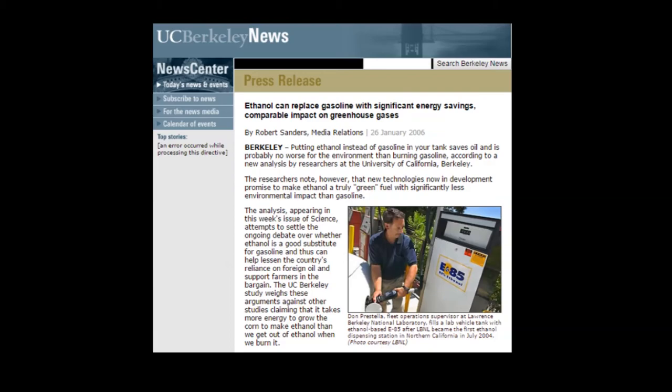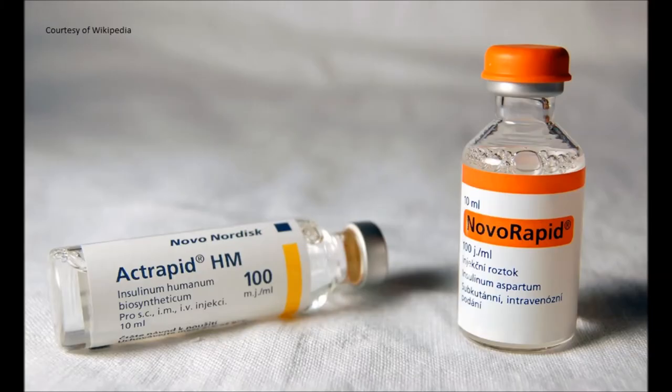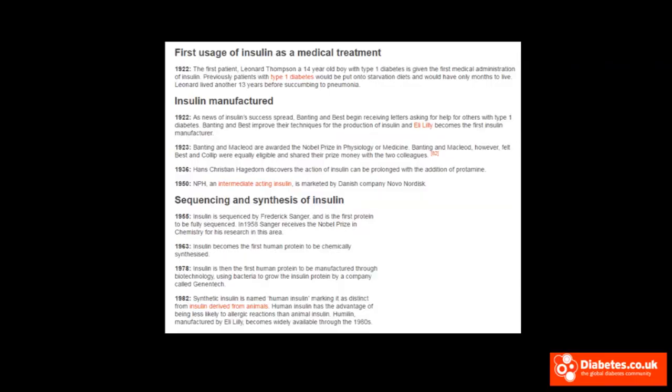Alternative fuels are not applicable to everyone. What is relevant to everyone is things like medication. Take the insulin pitcher as an example. Insulin was derived from pigs initially.